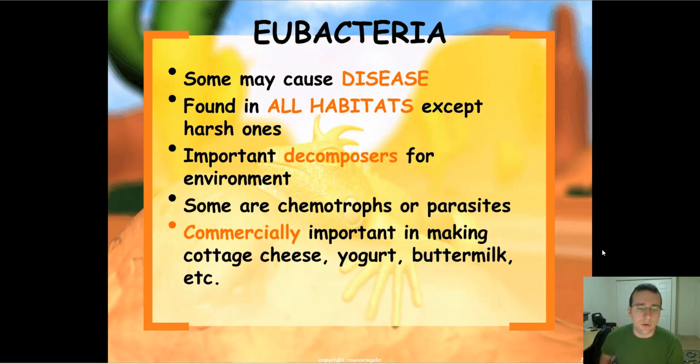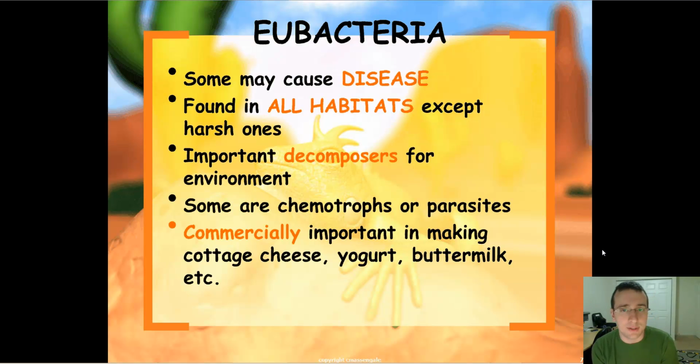And they are actually very important commercially because we use them to make things like cottage cheese, yogurt, and buttermilk, and they're also used for environmental sequestration or modification of environments which have been poisoned by human activity, by pollution, such as rivers, lakes, or even landfills.